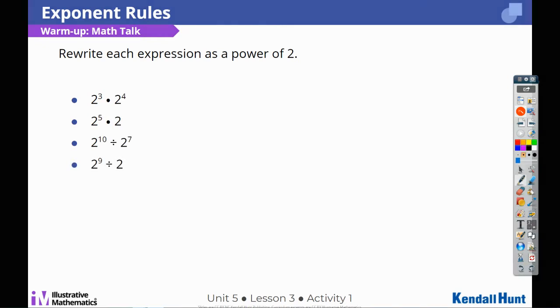So for the first one, we have 2 to the power of 3. So that represents having 3 2's being multiplied. So 2 times 2 times 2. So I have 3 of those. And then 2 to the power of 4 is 2 times 2 times 2 times 2. So I have 4 of those.